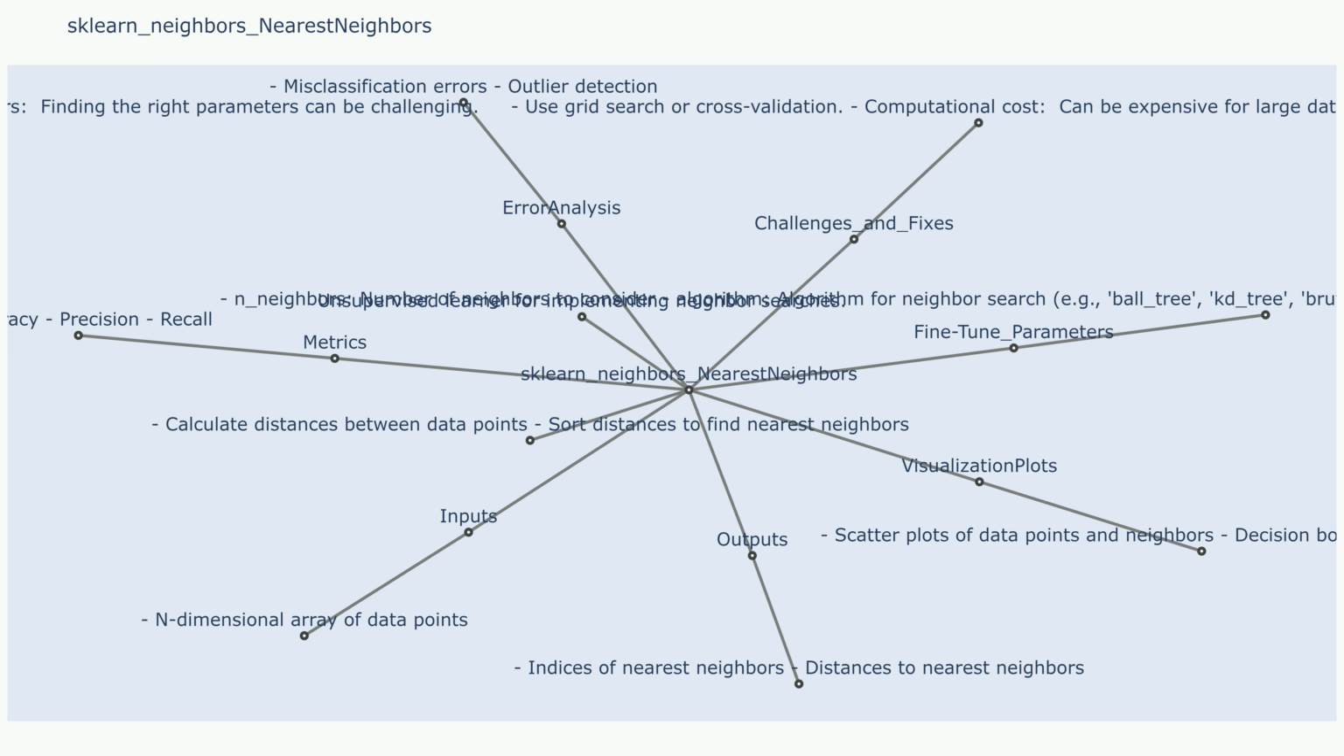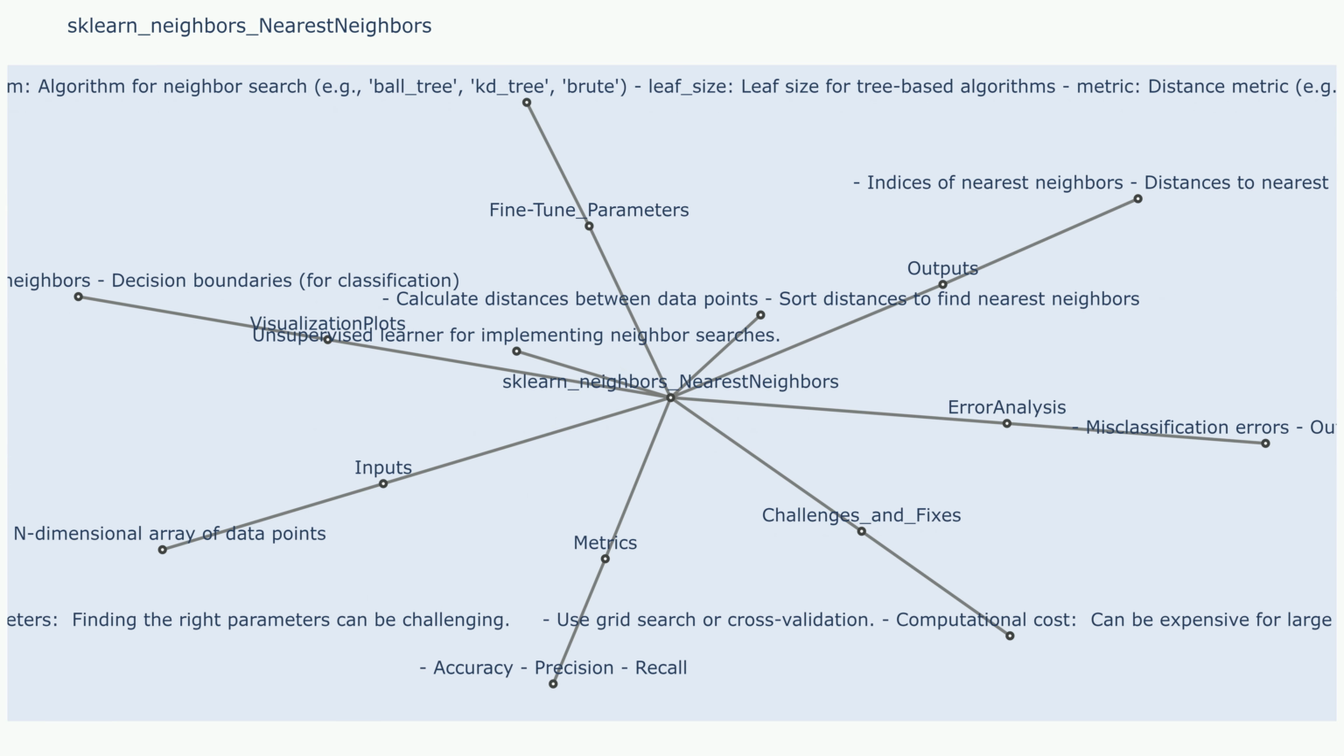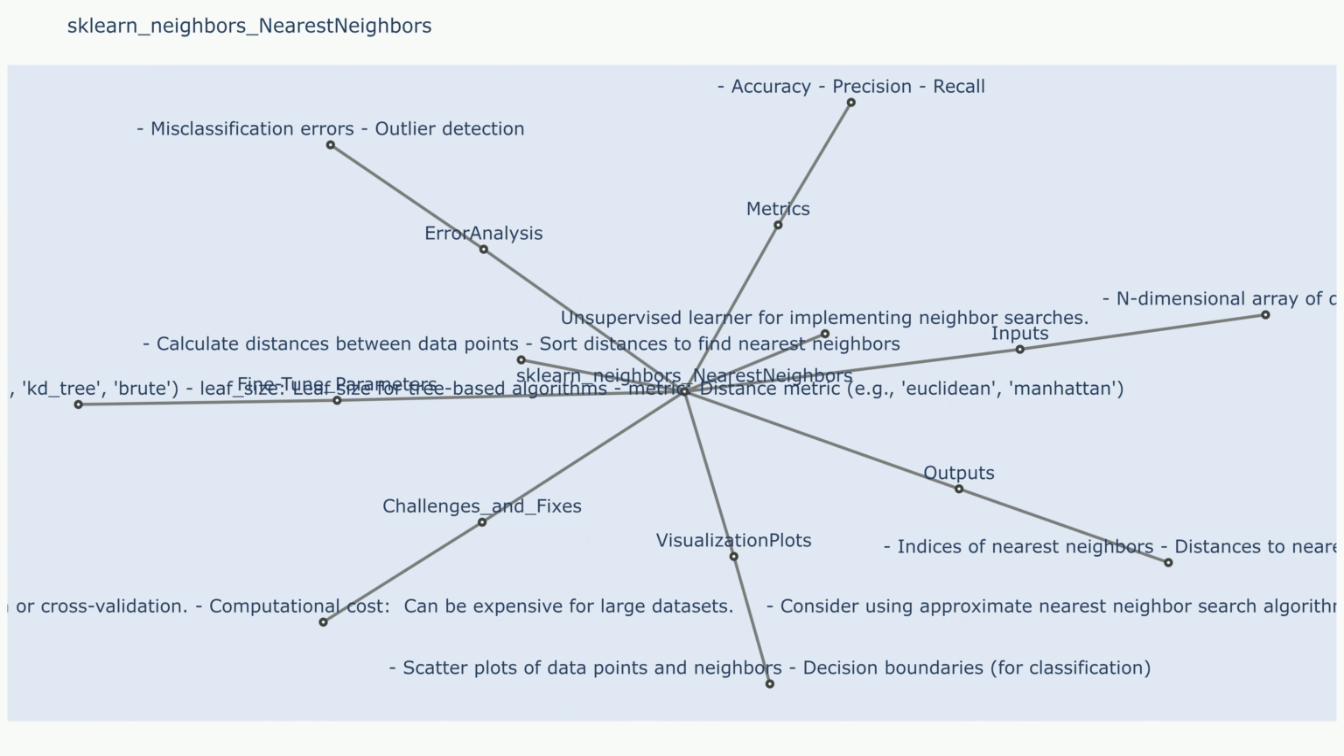Outputs. kneighbors. This method returns the indices of the k nearest neighbors for each point in the input data. kneighbors_graph. This method returns a sparse graph representing the k nearest neighbors for each point. radius_neighbors. This method returns the indices of neighbors within a given radius from each point in the input data. radius_neighbors_graph. This method returns a sparse graph representing the neighbors within a given radius from each point.